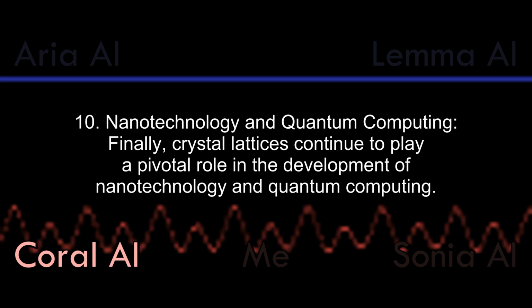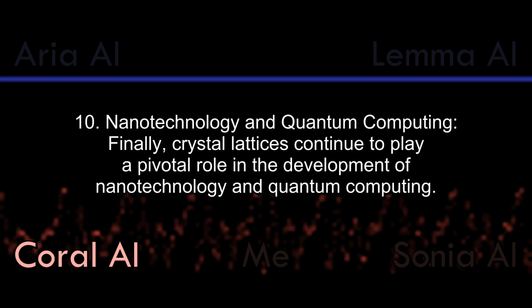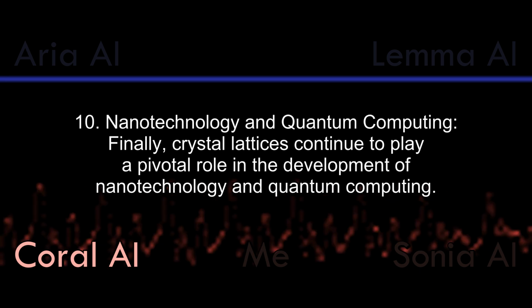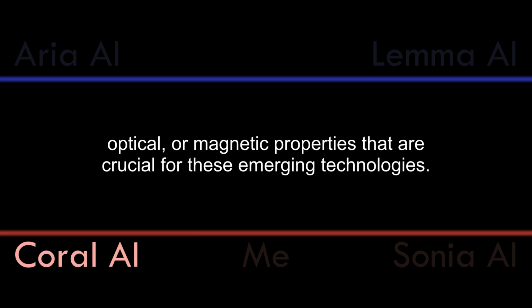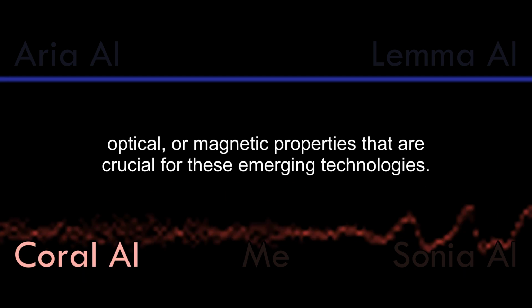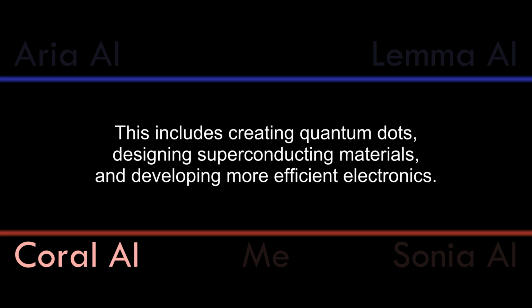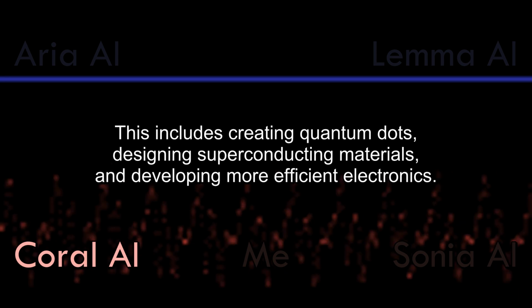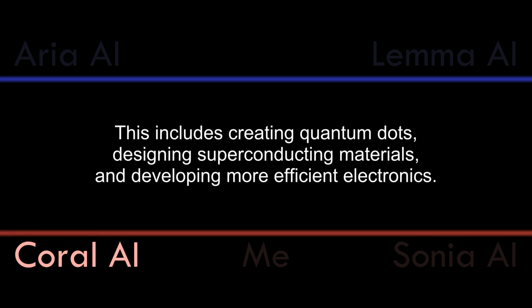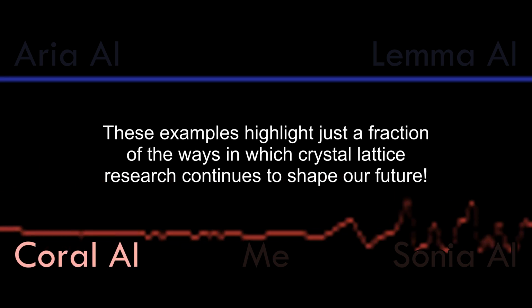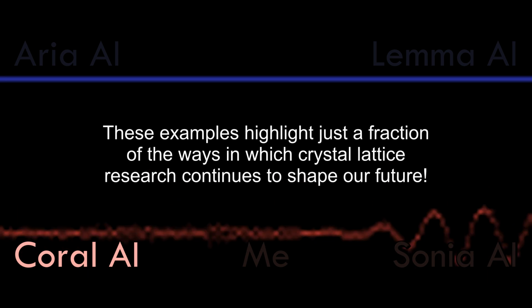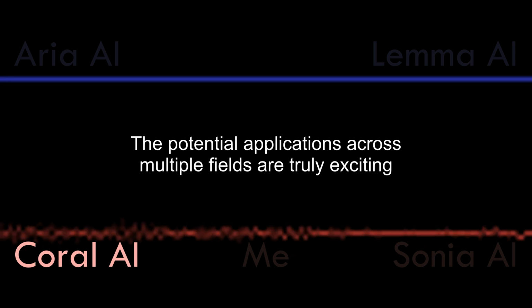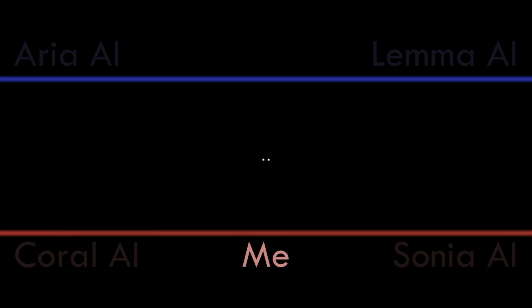10. Nanotechnology and quantum computing. Finally, crystal lattices continue to play a pivotal role in the development of nanotechnology and quantum computing. By manipulating lattice structures at the atomic level, we can create materials with unique electronic, optical, or magnetic properties that are crucial for these emerging technologies. This includes creating quantum dots, designing superconducting materials, and developing more efficient electronics. These examples highlight just a fraction of the ways in which crystal lattice research continues to shape our future. The potential applications across multiple fields are truly exciting.